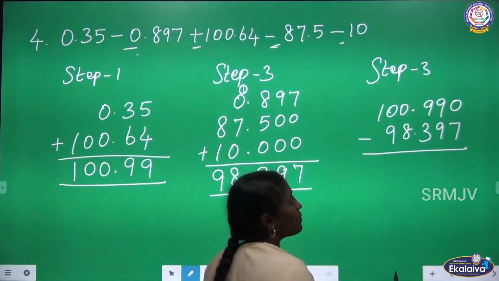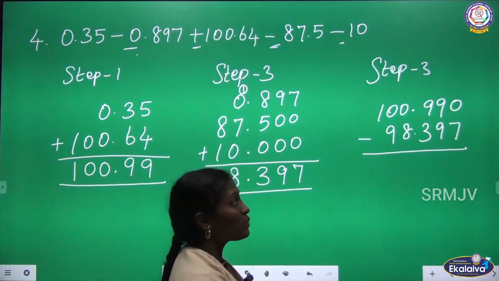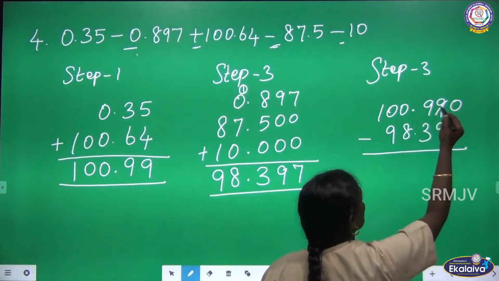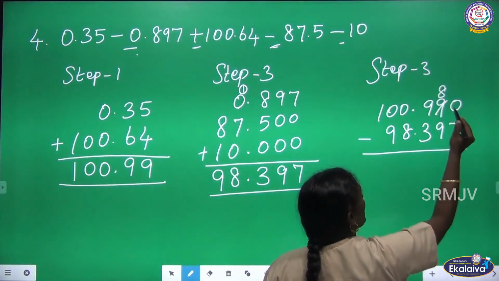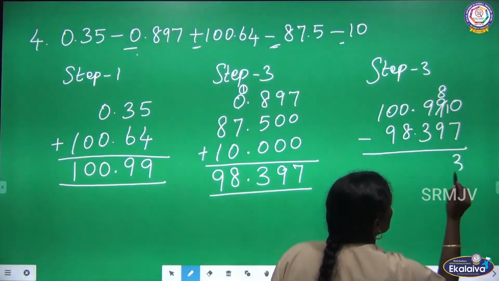Now we are going to subtract 0 minus 7. We can't subtract 7 from 0. So we have to borrow from next number. 9 will become 8. 0 will become 10. 10 minus 7, that is 3.